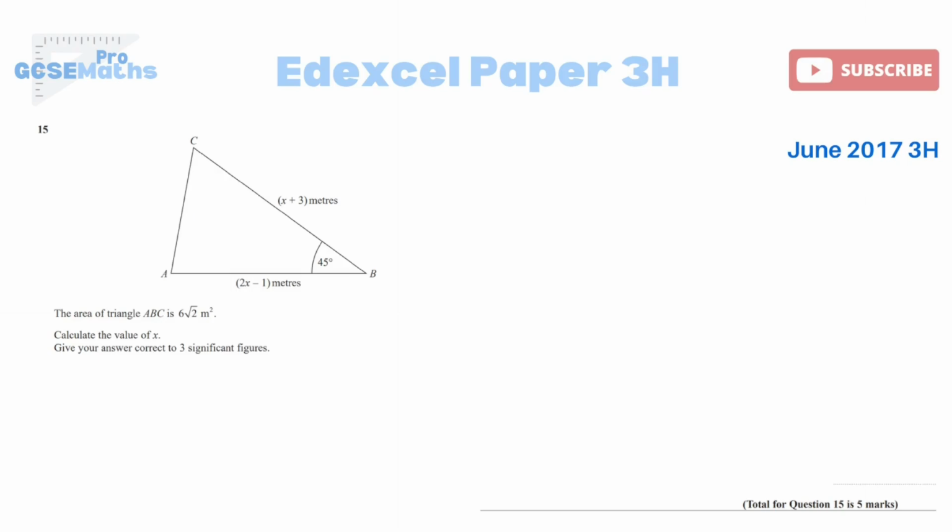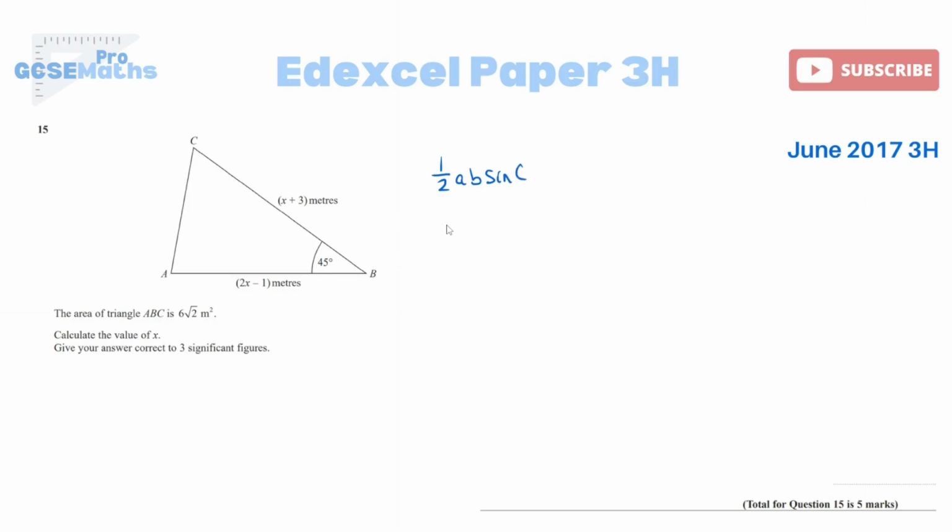So question 15, the area of triangle ABC is 6 root 2 meters squared. Calculate the value of x. Give your answer correct to 3 significant figures. So obviously here we've got a scalene triangle. We can't work out the area based on half base times height, because this would be the perpendicular height, wouldn't it? Which we don't have. So then I'm obviously going to use my half AB sine C trigonometric formula.